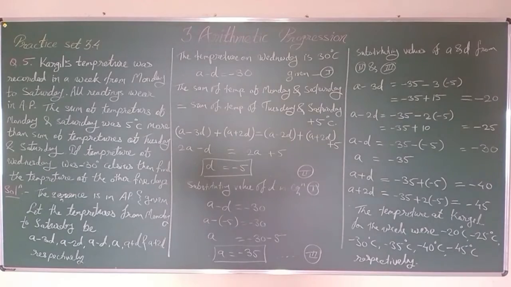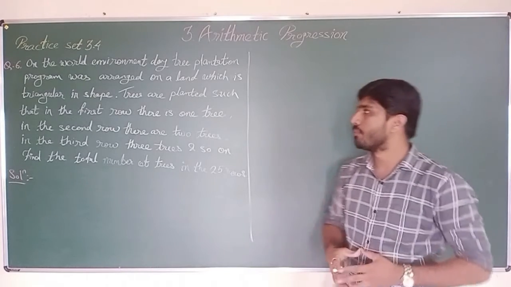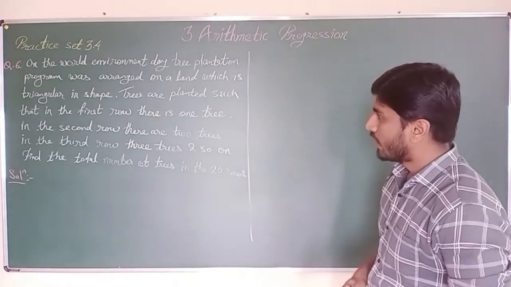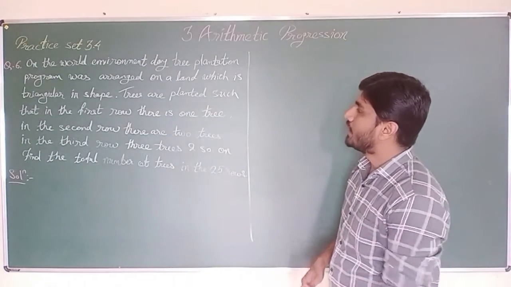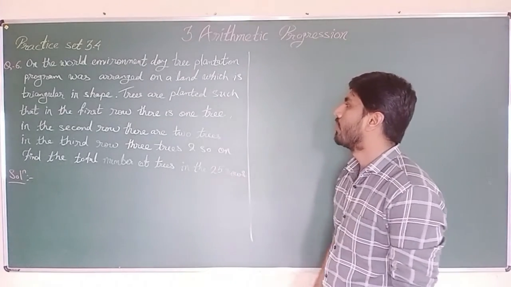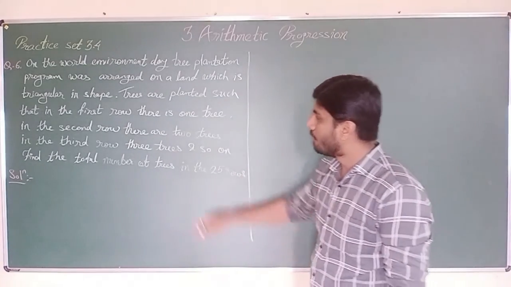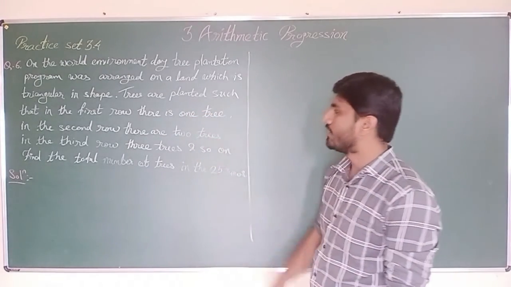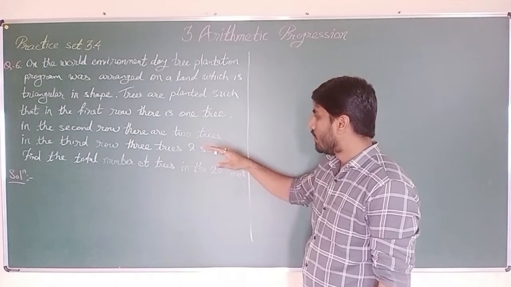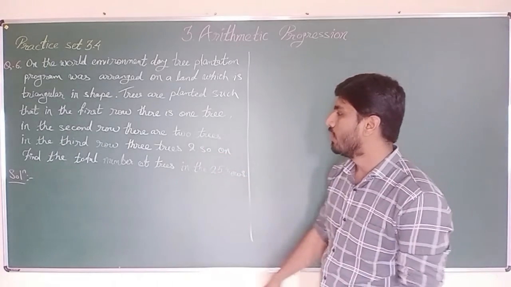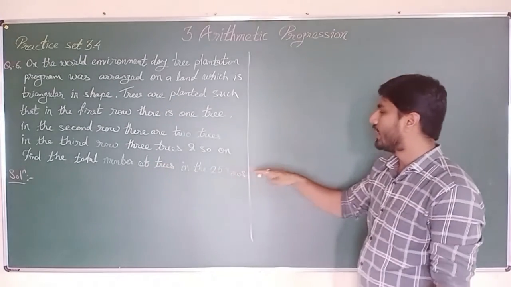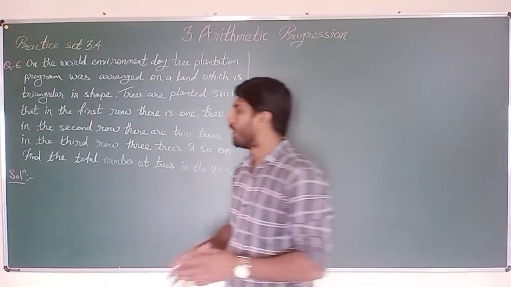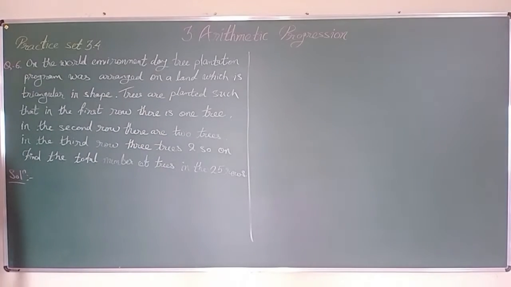Now I'll start with question number 6. On World Environment Day, a tree plantation program was arranged on a land which is triangular in shape. Trees are planted such that in the first row there is one tree, in the second row there are two trees, in the third row three trees, and so on. Now we have to find the total number of trees in the 25 rows. That is, we have to find S25. So we'll start with the solution.